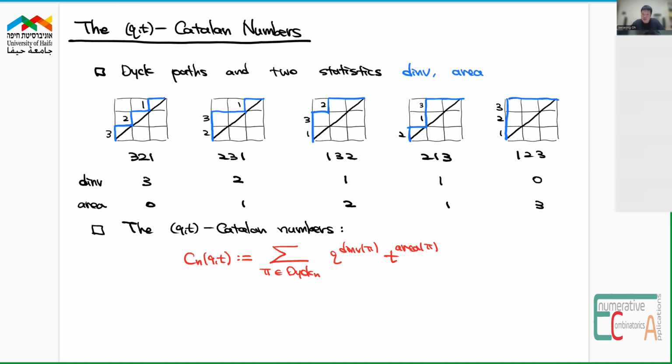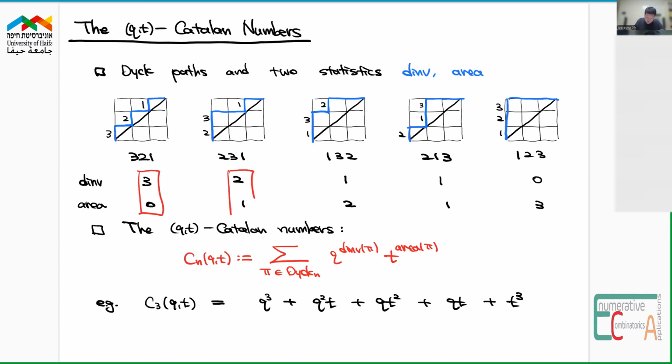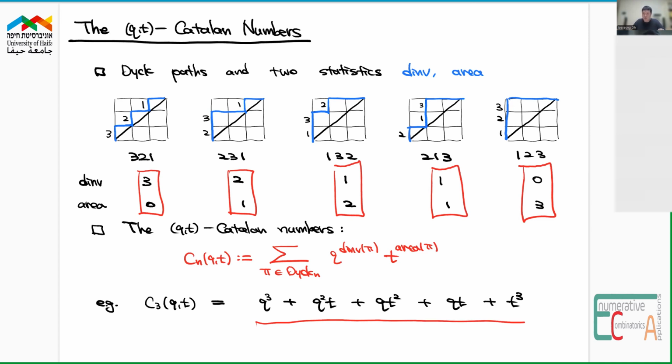And the QT Catalan number is defined as a generating function over Dyck paths using these 2 statistics, dinv and area. So according to the computation, the third QT Catalan number is q^3 + q^2 t + q t^2 + q t + t^3. Okay, and this expression here for the third QT Catalan number will appear repeatedly throughout my talk, so I ask you to remember this.